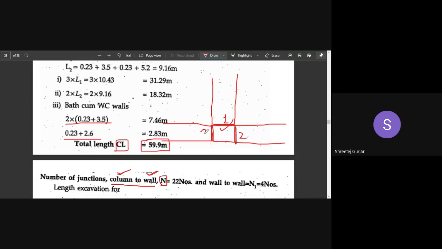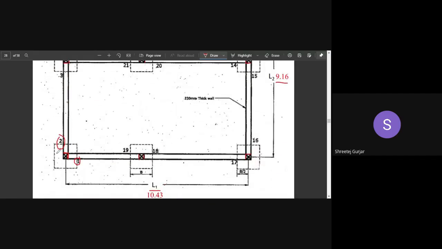So this will be the third column face which is in contact with your wall. This face need not be considered because there is no wall over here. So this face is not to be considered. Let us just count once more.